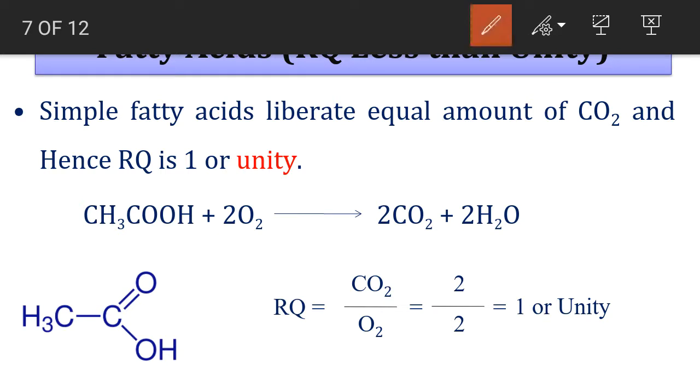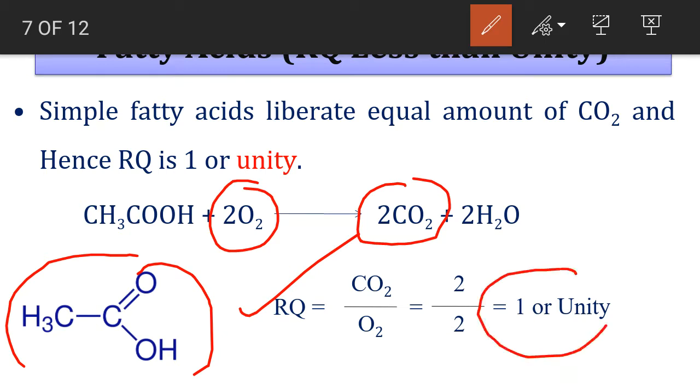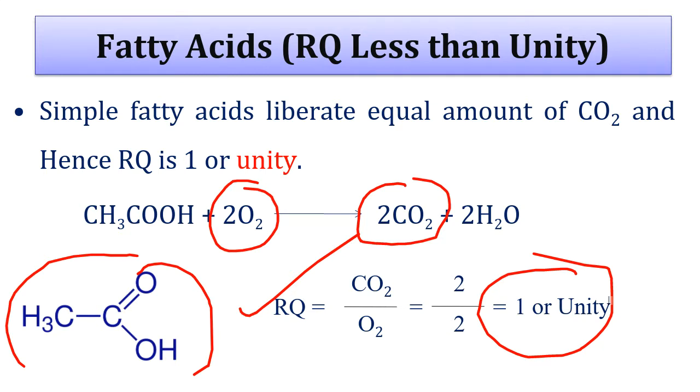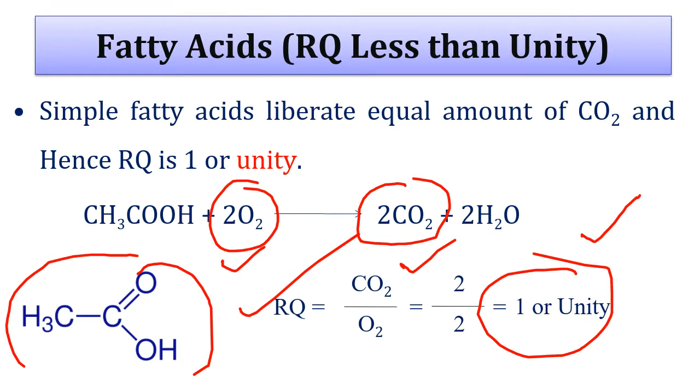Now let's see the case of fatty acid. This is a simple example of fatty acid where acetic acid is considered, and for the oxidation of acetic acid 2 molecules of oxygen are required, which gives rise to 2 molecules of carbon dioxide. If you put this value in the arithmetic calculation, it will give unity. So for these simple fatty acids, the amount of oxygen involved and the amount of carbon dioxide evolved are the same, which gives a numerical value 1 or unity.